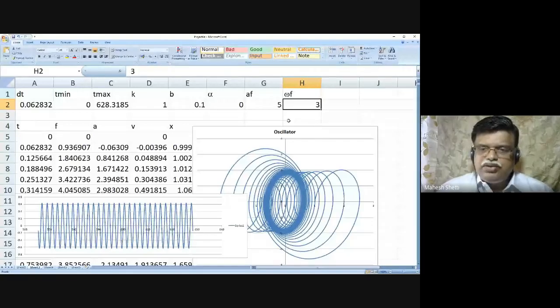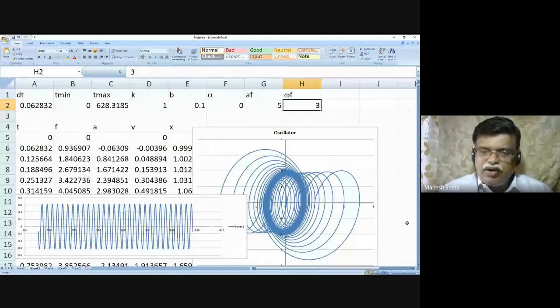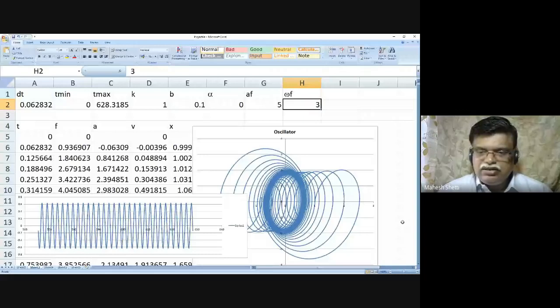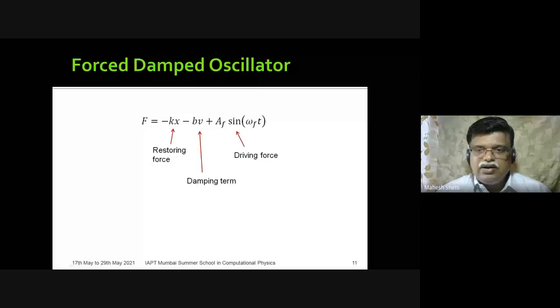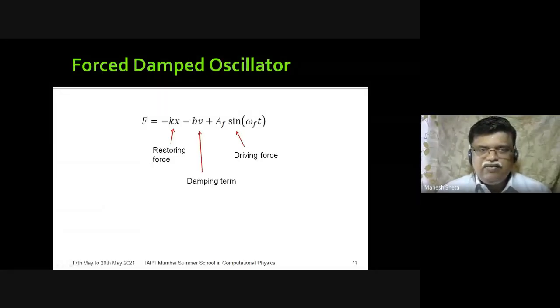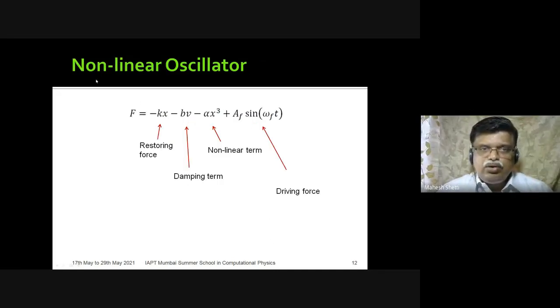Now we come to the next concept, which is the non-linear oscillator. So let us look at the slide, and if you have any difficulties at this point, you can ask. So this was the slide for the driving force and forced damped oscillator. Now we go to the non-linear oscillator.